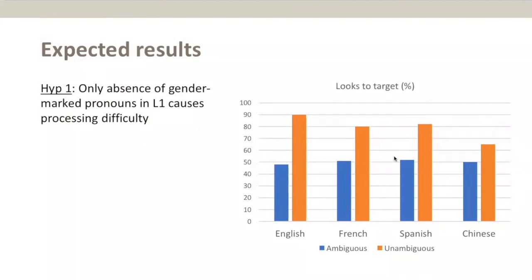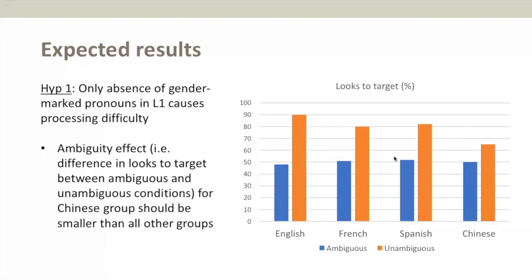So first of all, if hypothesis 1 is correct and absence of gender marked pronouns will cause a processing difficulty, then we will see the ambiguity effect in the Chinese group is much smaller than all the other groups, right? So the difference between the orange and the blue bar here is smaller because Chinese doesn't have gender marked pronouns. It's gender neutral. So they have a difficulty here.